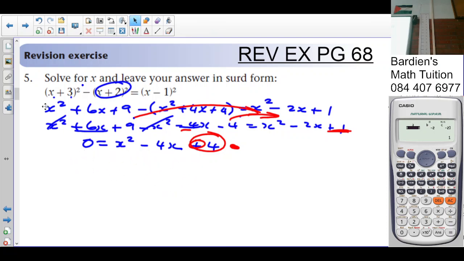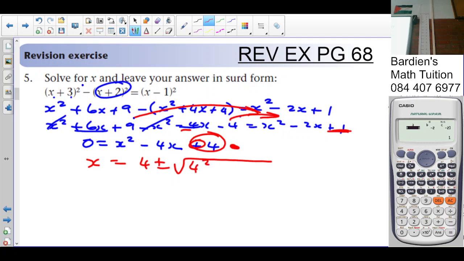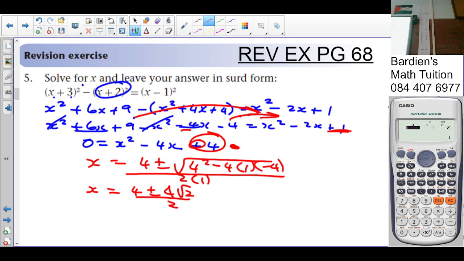So that's going to take you to the quadratic formula. So x equals minus b plus minus the square root of b squared minus 4ac, over 2a. So x equals 4 plus minus, that's 16 plus 16 is 32. So it's going to be 4 root 2. Is that correct? Okay, so you can take out 2 as a common factor: 4 over 2 is 2, plus minus 4 root 2 over 2 is 2 root 2. Is that correct?